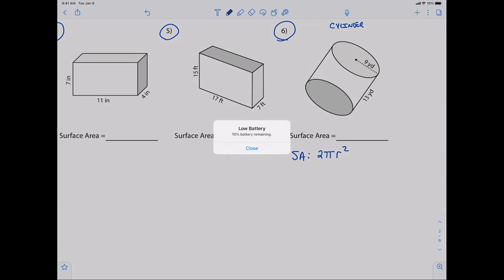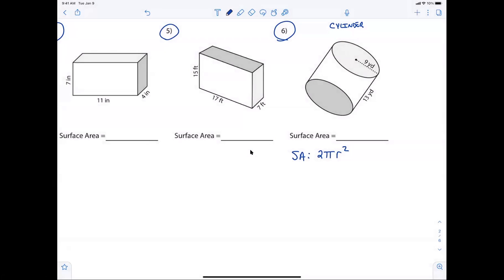Okay, so what I'm trying to show you now is that the formula for surface area of a cylinder is 2 pi r squared. Now I'm going to draw this right here. Uh-oh, that's not very good. So I'm going to draw it with a highlighter.